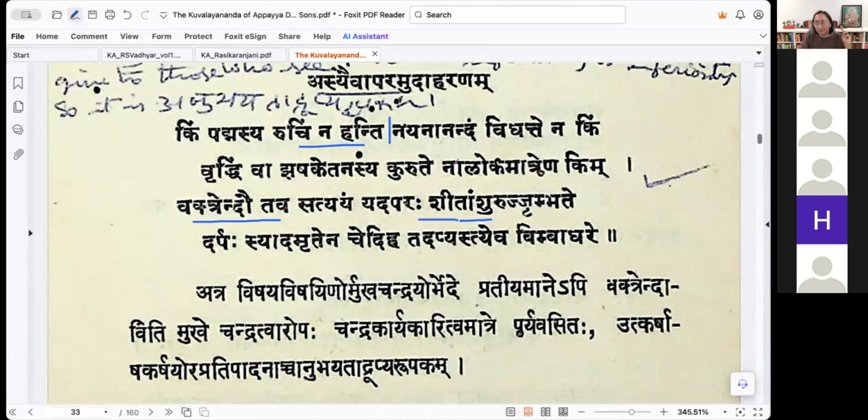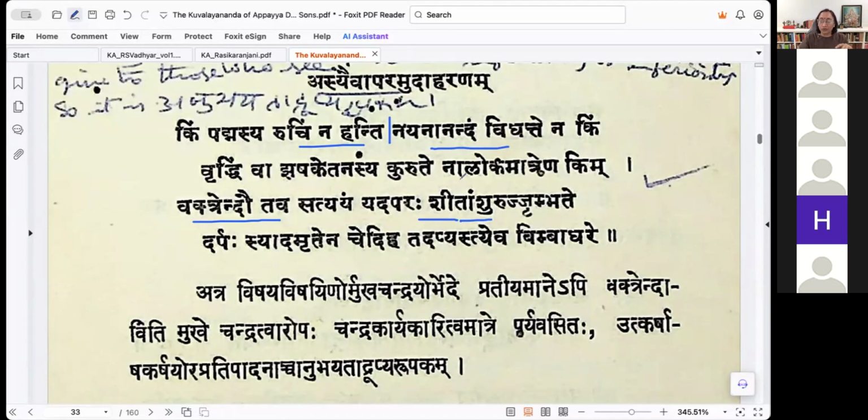But the tatparyam there is different. Even though in words, it is saying that both of them are doing the same work. Whatever work the Prasiddha Chandra can do, the face of my lady can also do that. So vaktrenduhu api padmasya ruchim hanti. The second one is nayananandam vidhatte na kim. Chandraha yatha nayananandam karoti, tatha ayam vaktrenduhu api nayananandam karotyeva. So this face also gives, doesn't it also give pleasure to the eyes?